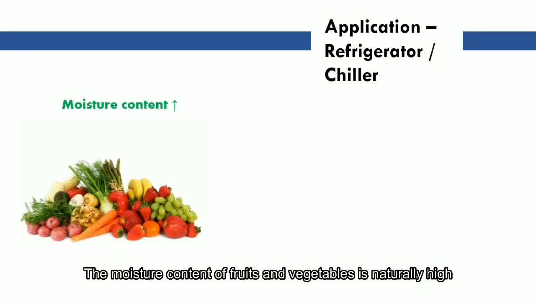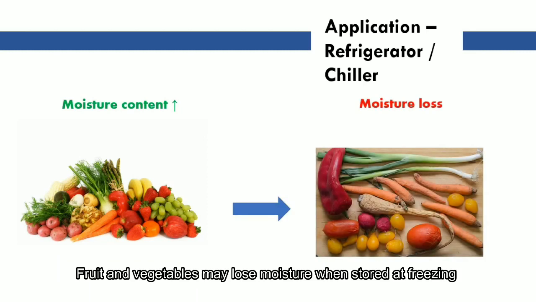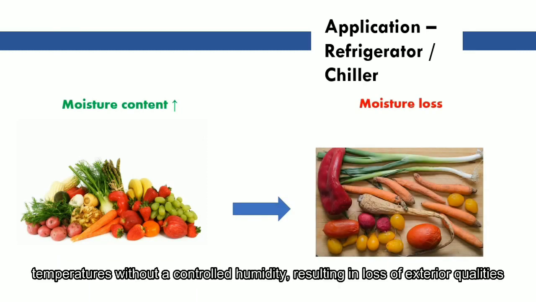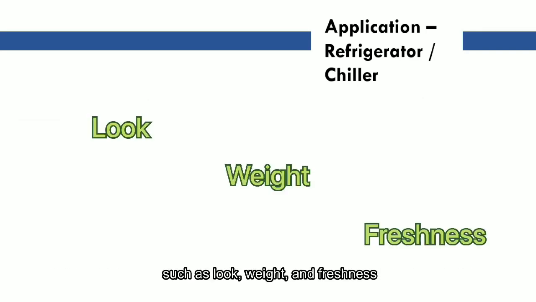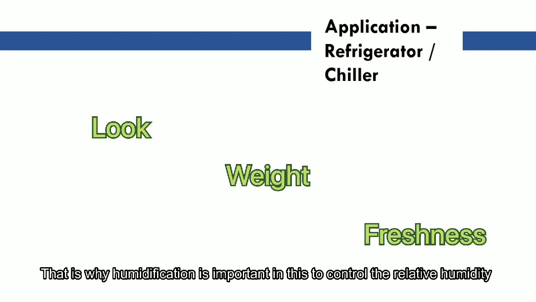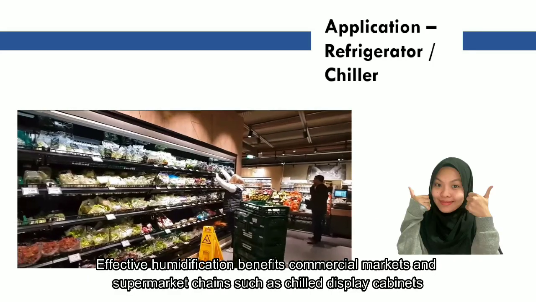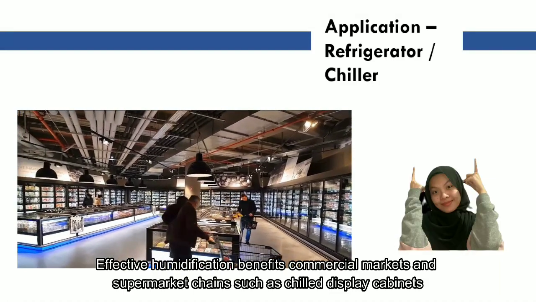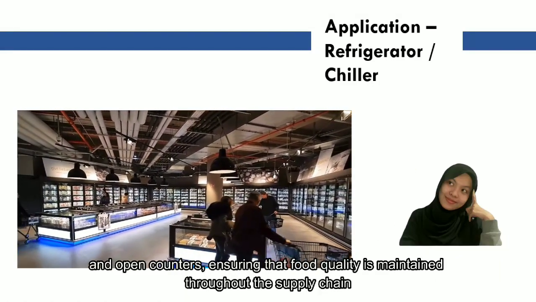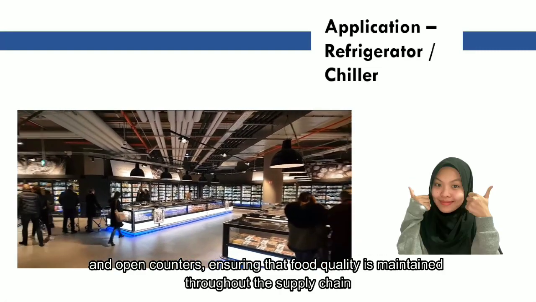The moisture content of fruit is naturally high. Fruits and vegetables may lose moisture when stored at freezing temperature without controlled humidity, resulting in loss of exterior qualities such as look, weight, and freshness. That is why humidification is important to control the relative humidity until it is in equilibrium with the product. Effective humidification benefits commercial markets and supermarket chains, such as chilled display cabinets and open counters, ensuring that food quality is maintained throughout the supply chain.